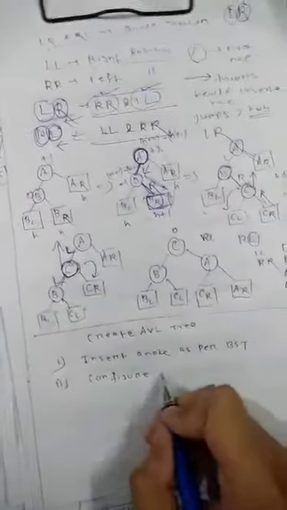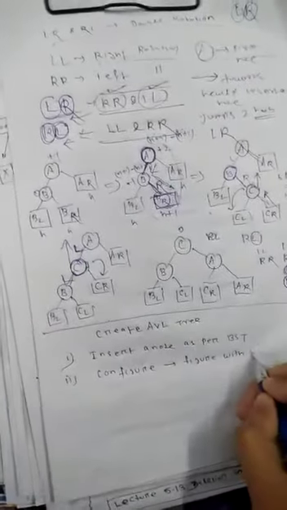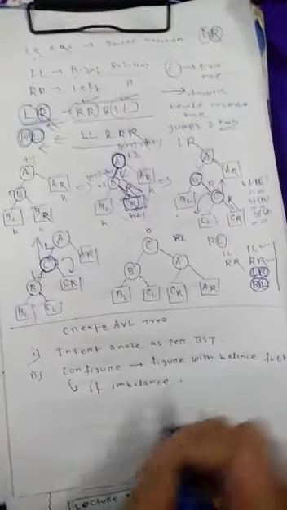What is configure? That is, we have to find out the figure with the balance factor. Okay, we have to find out the figure with the balance factor. That is configure. Then after configure, if it is imbalance, meaning if it does not follow the rule of the AVL tree, or the balance factor is not +1, 0 or -1, that is called your imbalance condition.